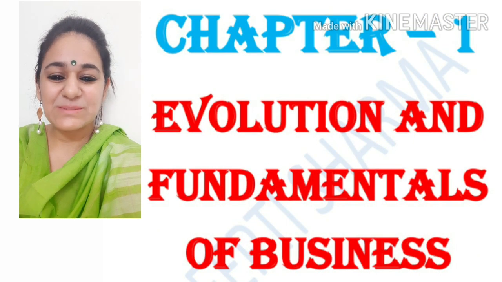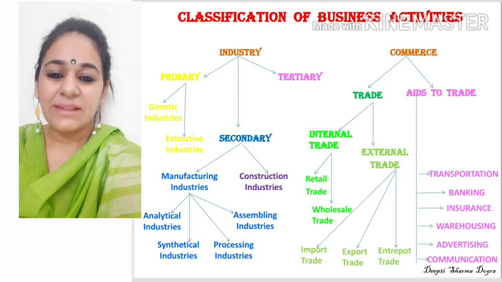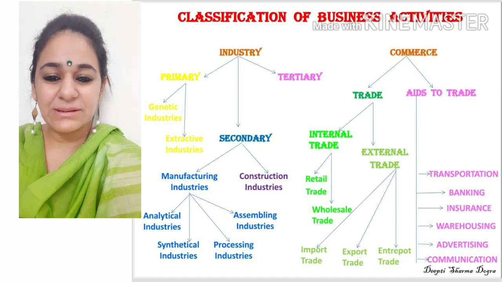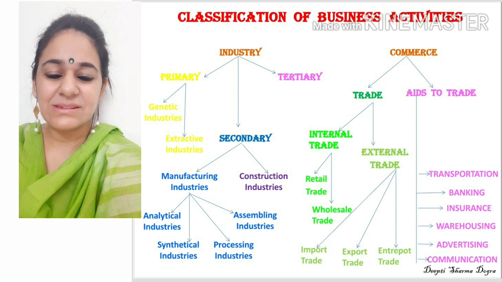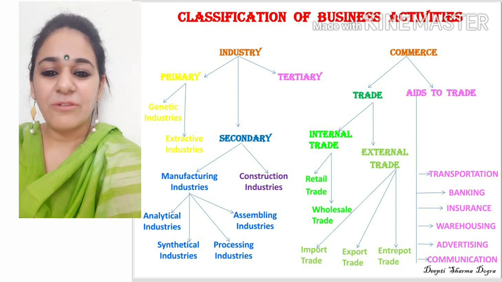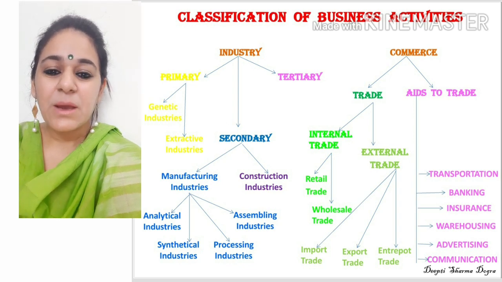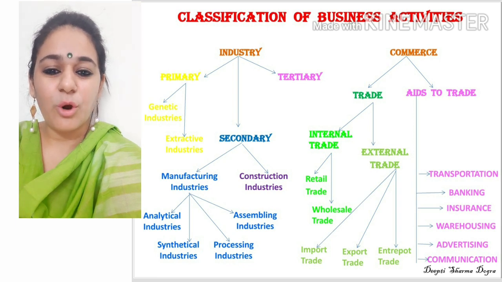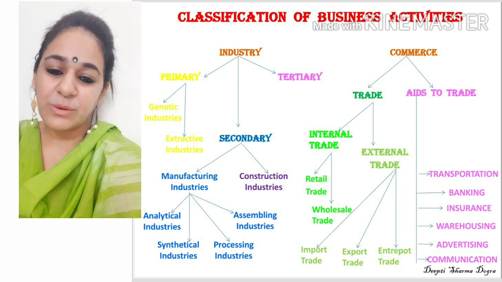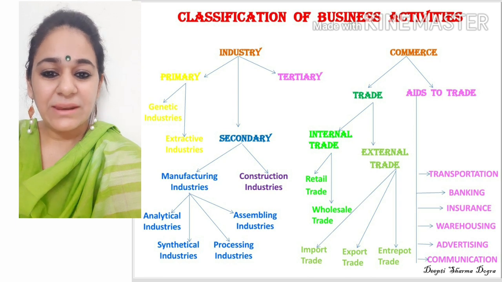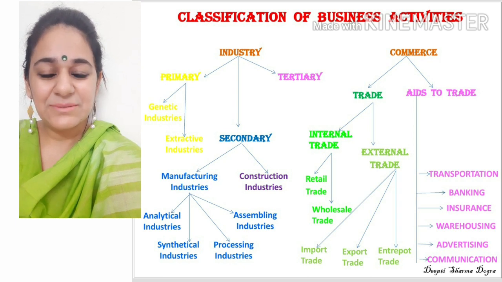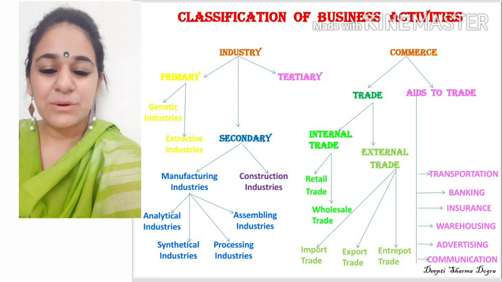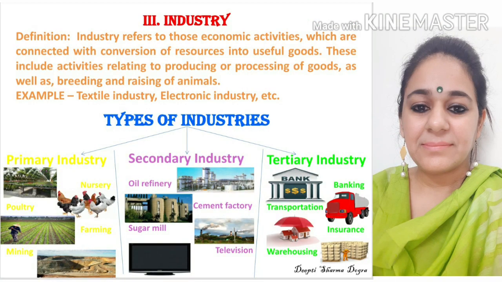Let's continue with the explanation of classification of business activities. That is the part of Chapter 1, Class 11 Business Studies, Evolution and Fundamentals of Business. Business activities are classified as industry and commerce. In commerce, we have studied trade and auxiliaries to trade. Today, in this video, I'll be explaining to you about industries.